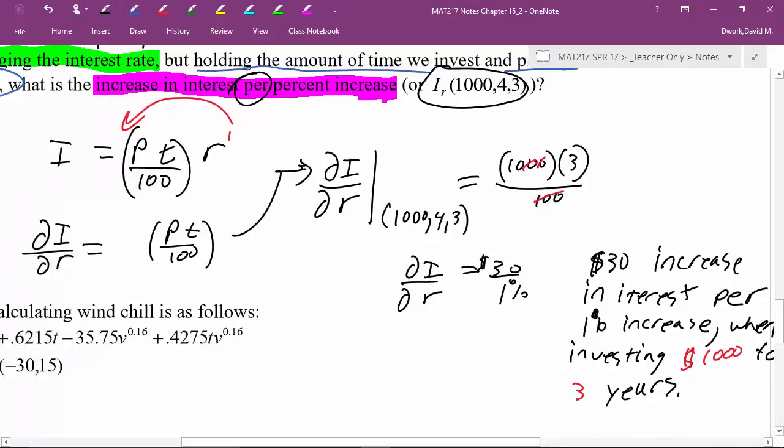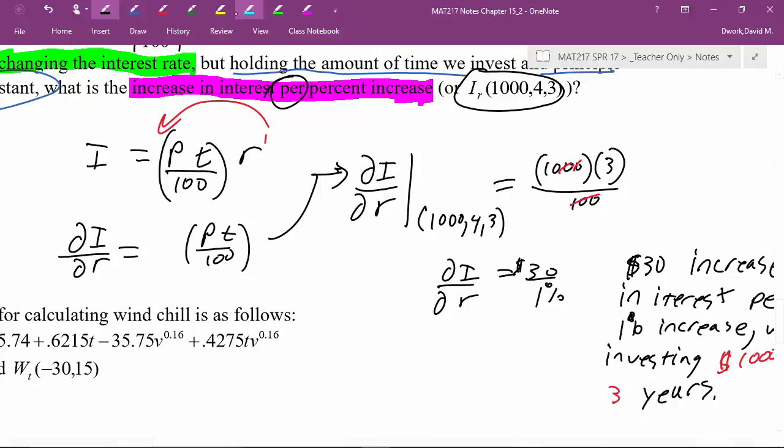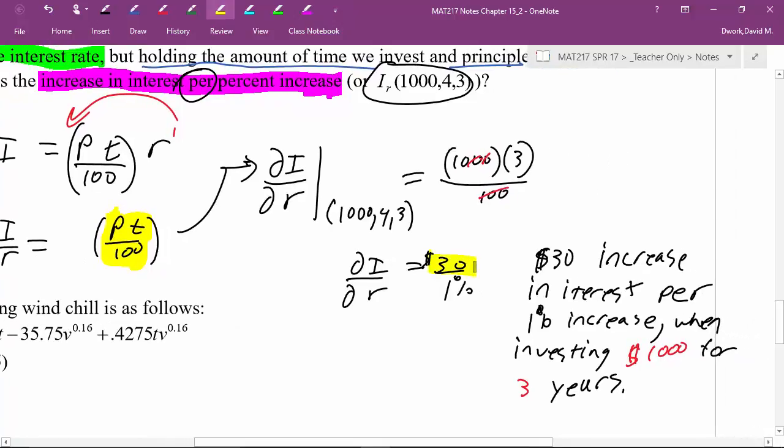Was it important for me to mention that the interest rate was 4%? Well, no, because in my derivative, looking back at this derivative equation, did it matter that the interest rate the person came in with was 4%? No, all that I used was the principal they're investing and the time that they are doing it for. Regardless of the interest rate, it didn't matter. If I can raise you up 1% from wherever you are, it's always going to be a $30 increase.